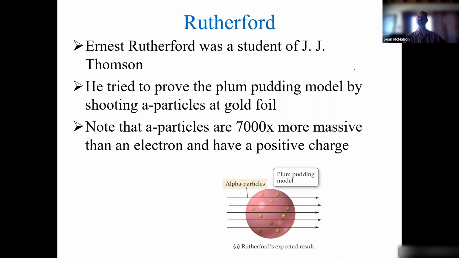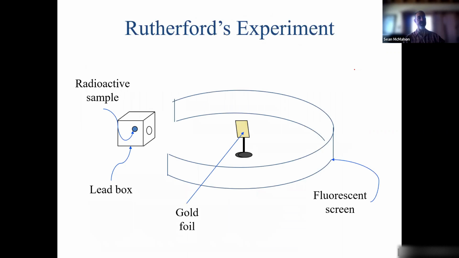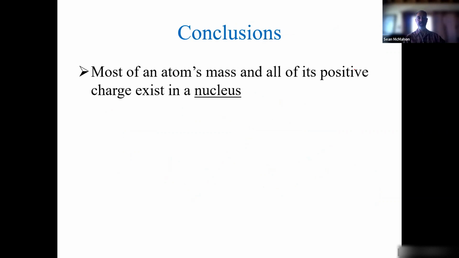So this was what he expected. It's actually not what happened at all. The majority of them did go straight through when it shot through the foil, but some were deflected and some pretty much bounced right back. And that's where the conclusions of Rutherford's experiment, trying to prove his teacher's plum pudding model, came up with that nuclear model that I had talked about.